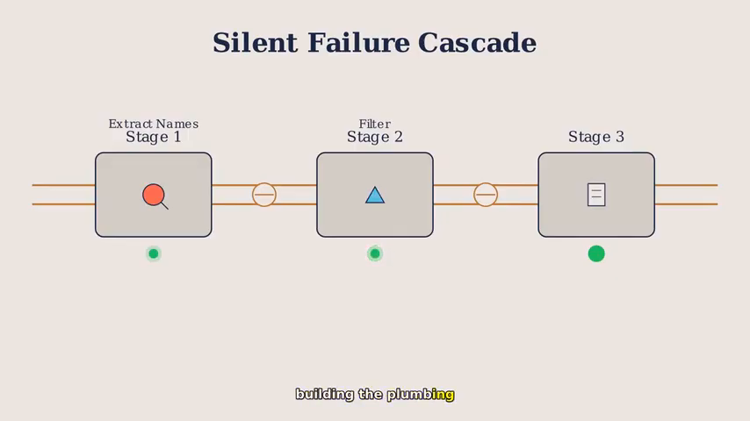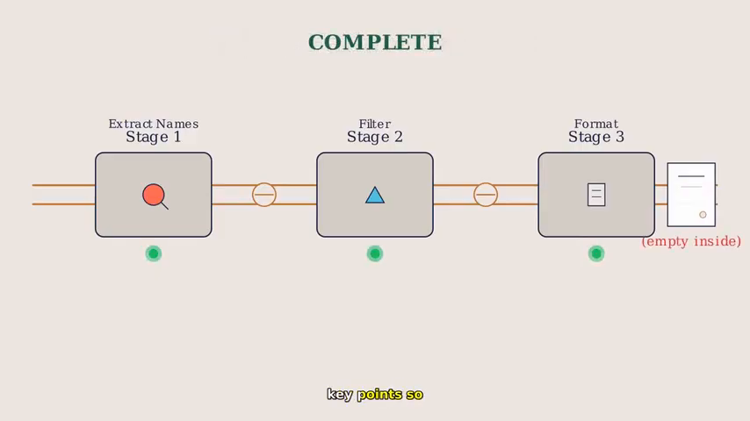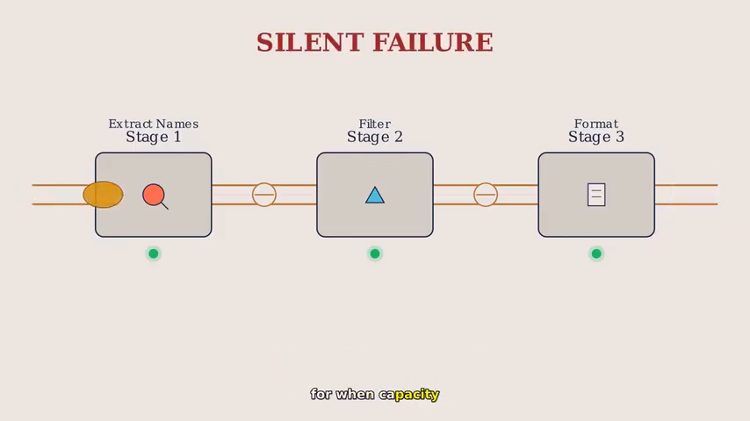Imagine you're building the plumbing for a house. You don't just run pipes and hope nothing ever leaks. You install shutoff valves at key points so you can isolate sections. You fit pressure gauges so you can detect abnormal conditions. You build overflow drains for when capacity is exceeded. Good plumbing is designed with failure in mind from the start. Your AI pipeline is no different.